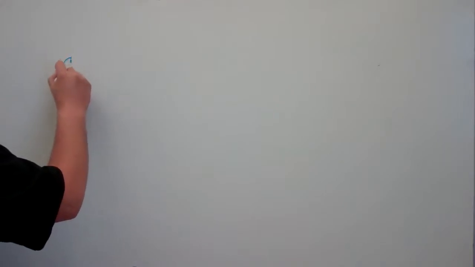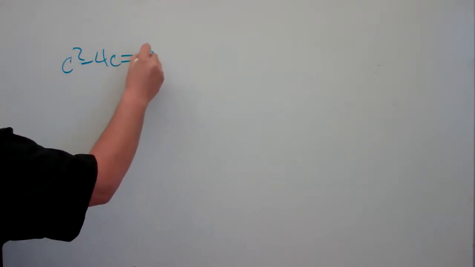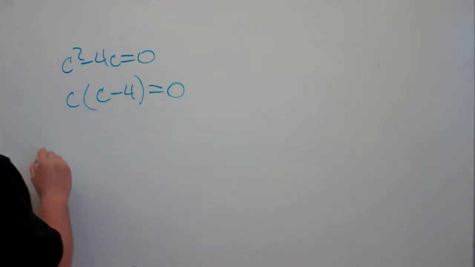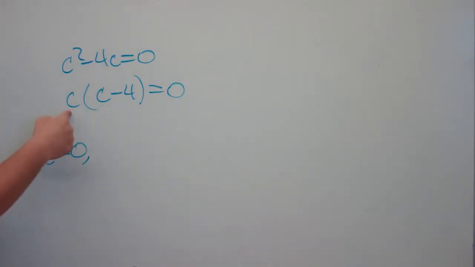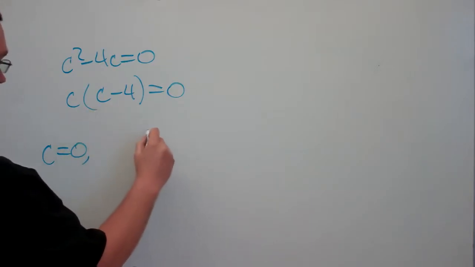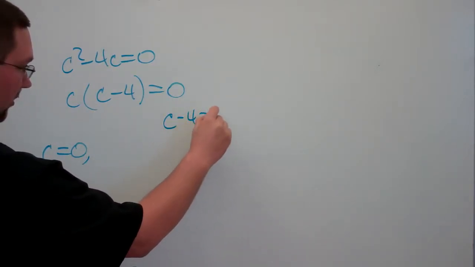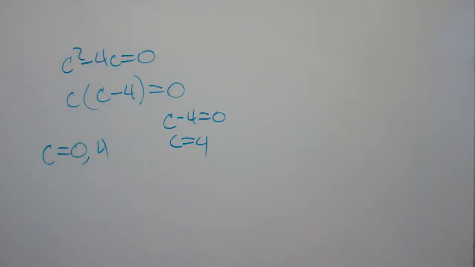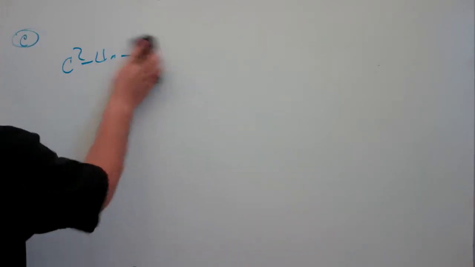You have c squared minus 4c equals 0. Factor out c. You have c times (c minus 4) equals 0. Which means c equals 0 right off the bat, because regardless what this is, if c is 0, you're multiplying by 0. Alright? Now set c minus 4 equal to 0. Add 4, so c equals 4. So c is 0 and 4, so the answer is letter C yet again. Alright, next one.